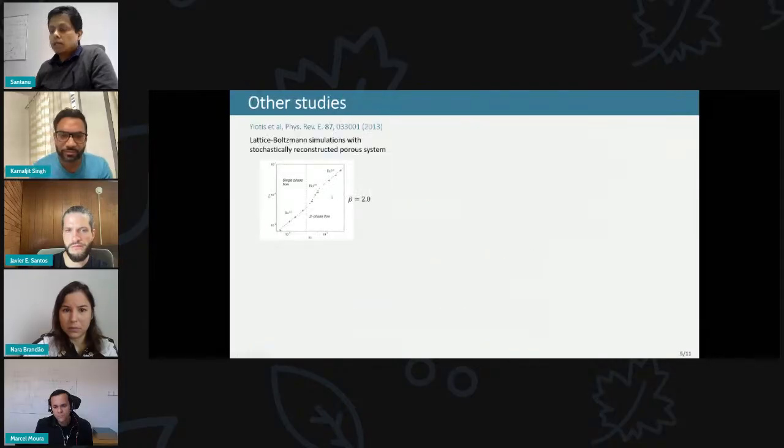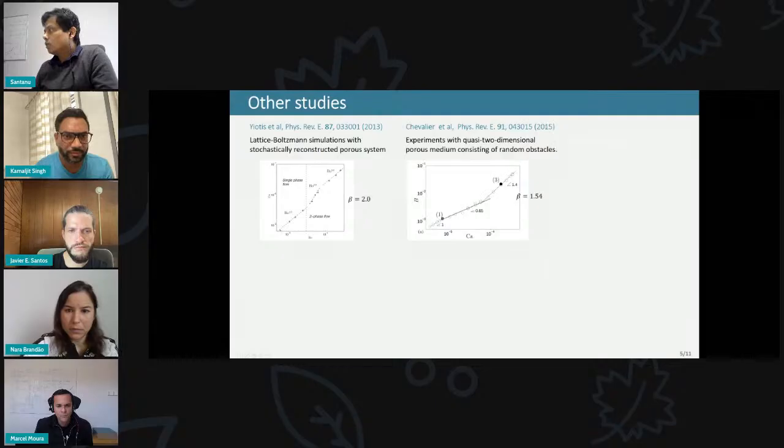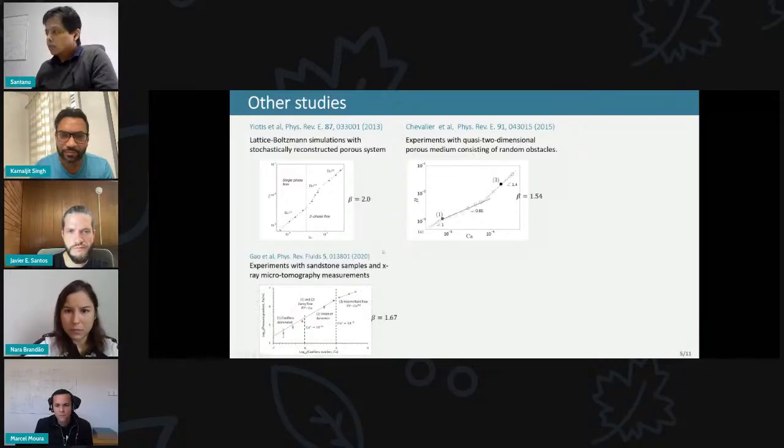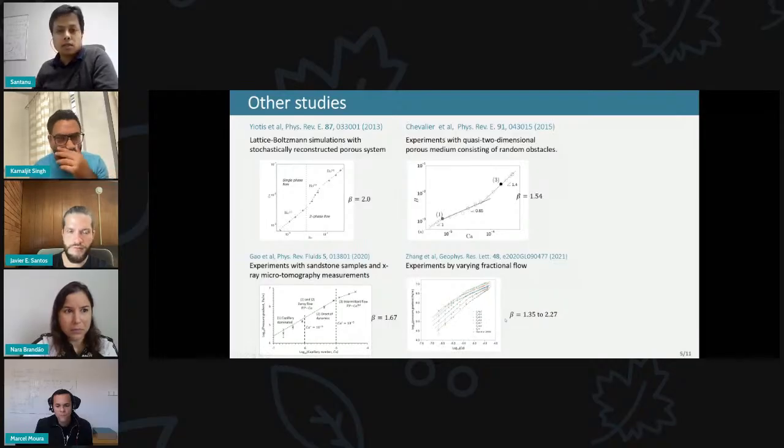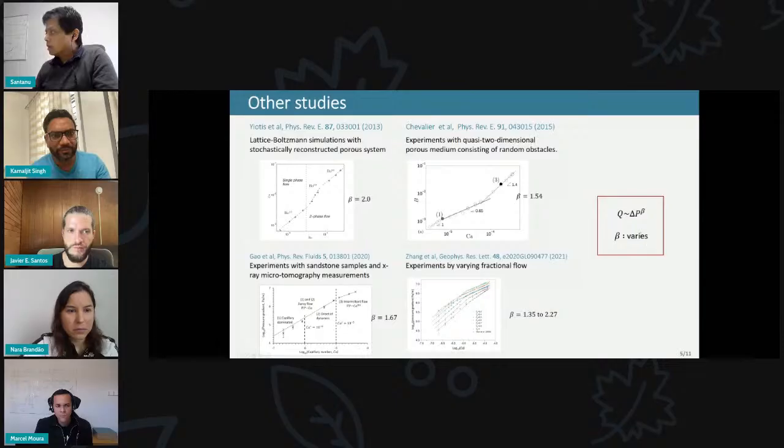And then more studies came up in the last decade. This was a Lattice-Boltzmann study. They found beta equals 1 in this nonlinear regime. This was in 2015, an experimental study. They found beta equals 1.54, which is for a specific type of porous medium. This is a more recent result, 2020, sandstone sample, beta equals 1.67. An even newer result, beta from 1.35 to 2.27, depending on the fractional flow. So all these studies found that the relation is nonlinear, and there is a beta, but it varies depending on many things.